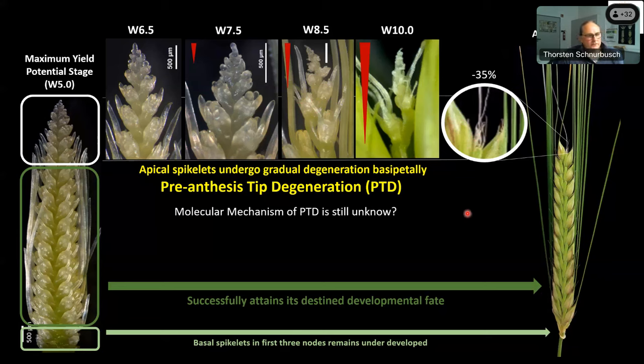So if we can try to understand this degeneration process a little bit better and deeper, maybe it's possible to save some of these degenerating spikelets for future grain production. And by this, we can increase or even stabilize spike grain yields and grain number determination per spike. However, when we started this project, there was not really much known about the molecular mechanisms related to this spike or pre-anthesis tip degeneration, which in the following I will always call PTD, just to make it a bit easier to talk about it.